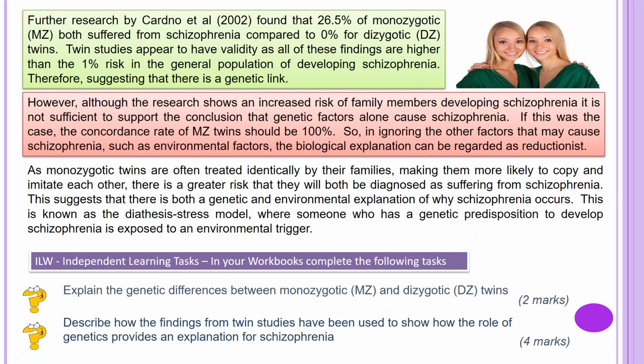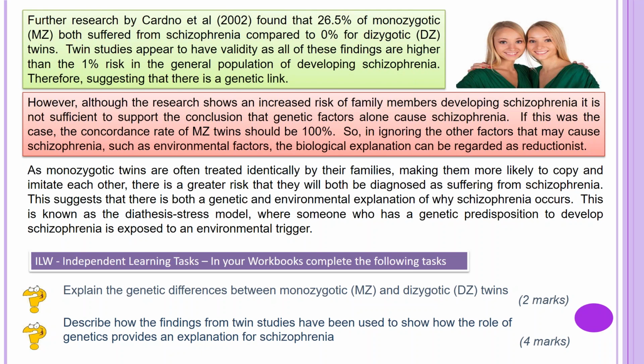Further research by Cardno in 2002 found that 26.5% of monozygotic twins both suffered from schizophrenia, compared to 0% for dizygotic twins. Twin studies appear to have validity as all these findings are higher than 1% in the general population of developing schizophrenia, therefore suggesting there is a genetic link.